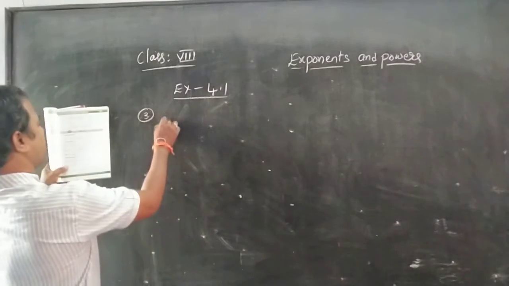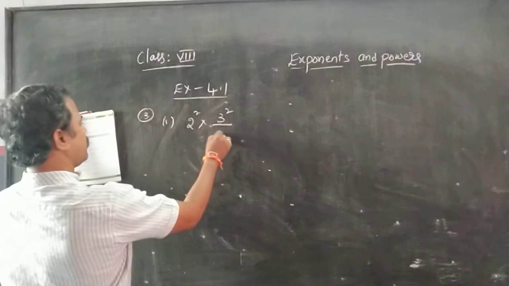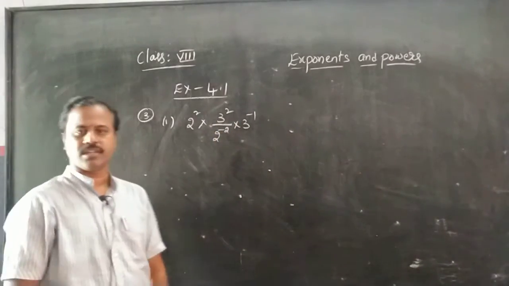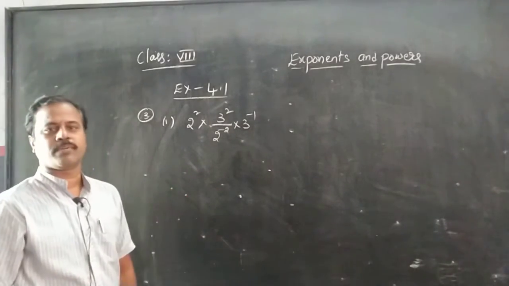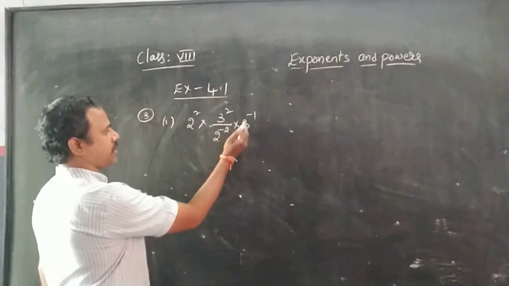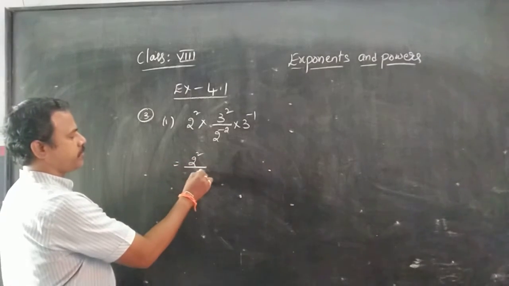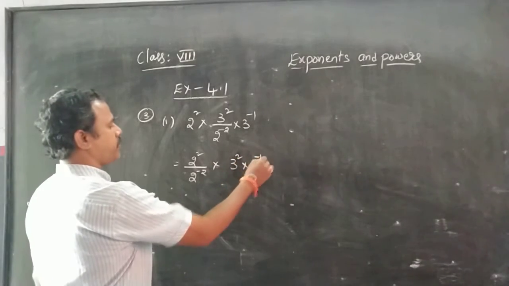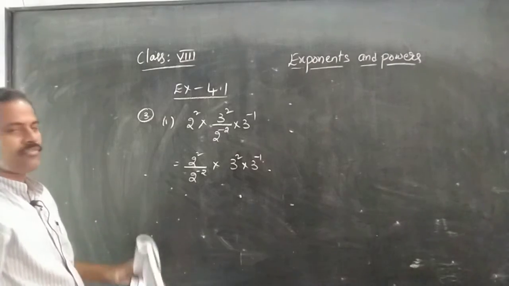Right. Now coming to the first question, given to us: 2 square into 3 square by 2 power minus 2 into 3 power minus 1. Is it clear? Now what you do is distribute the 2's to the 2's and 3's to the 3's. So it changes as 2 square by 2 to the power of minus 2, into 3 square into 3 to the power of minus 1.